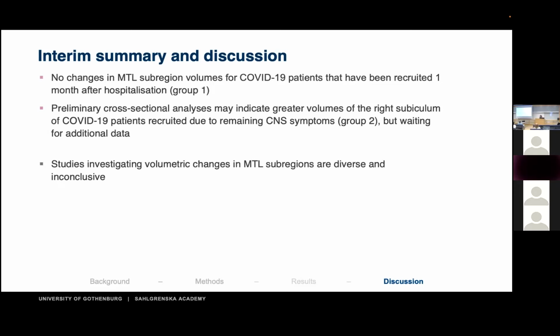I think in general, studies investigating volumetric changes in MTL subregions are quite limited. Study designs are also diverse and results are inconclusive, but I think a strength of our study is that we use some dedicated method for the MTL subregion segmentations. For future analyses, we'll include studying associations with neuropsychological and clinical measures, and we're very much looking forward to the follow-up data, which will hopefully provide more insights.